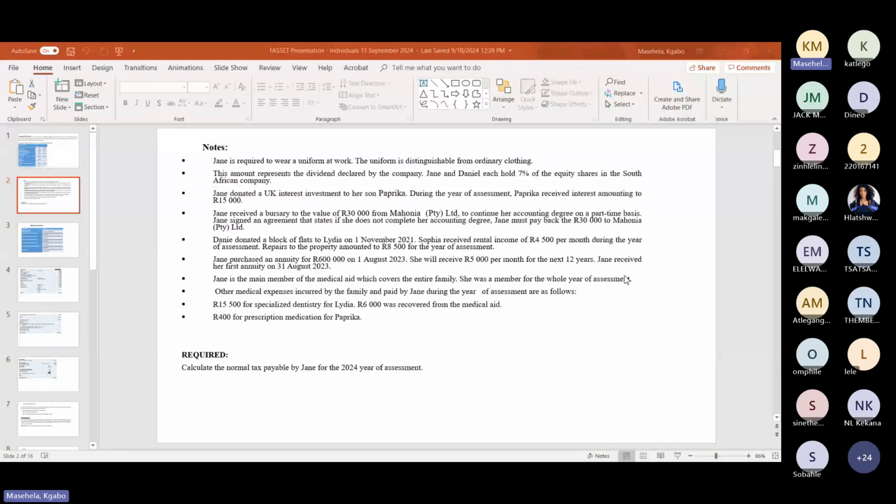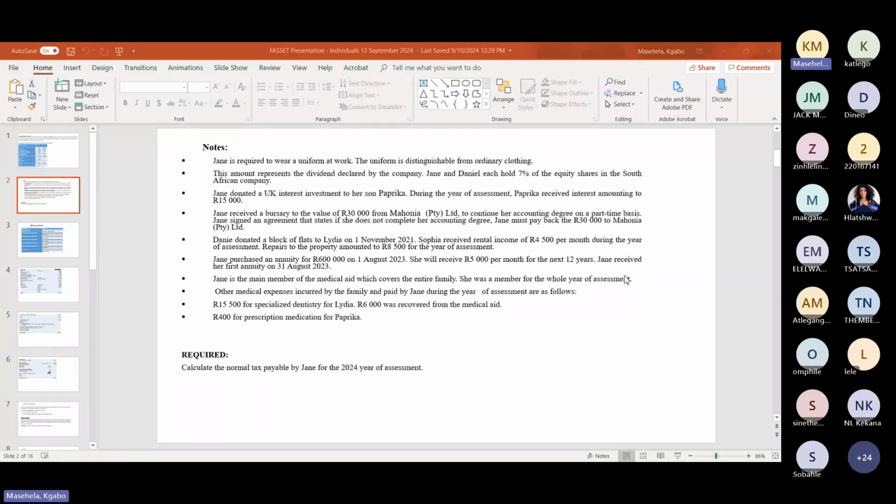to continue her accounting degree on a part-time basis. Jane signed an agreement that states if she does not complete the accounting degree, Jane must pay back the 30,000 to Mahonia. Look at this. Even in fringe benefit, we did touch on this particular transaction.